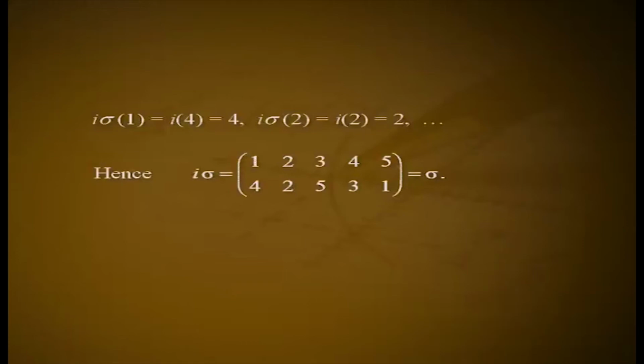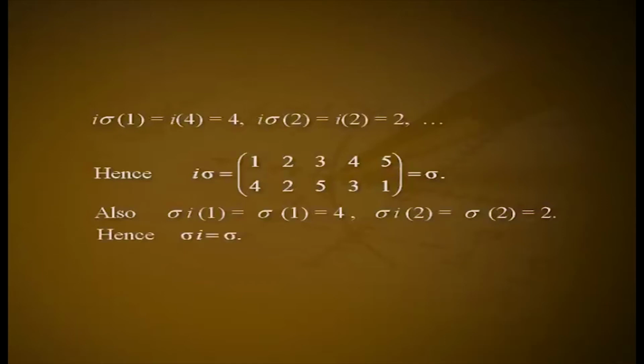Hence, I∘σ is equal to the permutation 1→4, 2→2, 3→5, 4→3, 5→1, which is equal to σ. Also, (σ∘I)(1) is equal to σ(1) is equal to 4, and (σ∘I)(2) is equal to σ(2) is equal to 2. Hence, σ∘I is equal to σ. Similarly, it can be seen that I∘τ is equal to τ∘I.